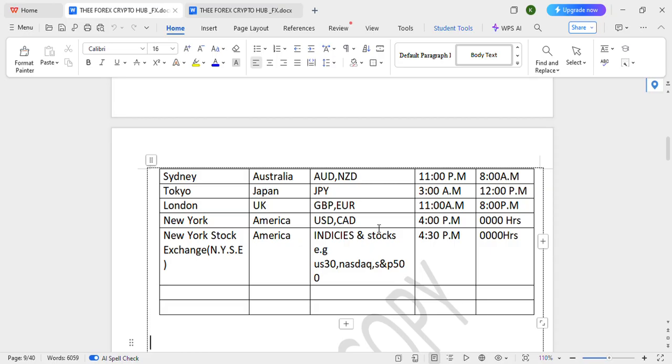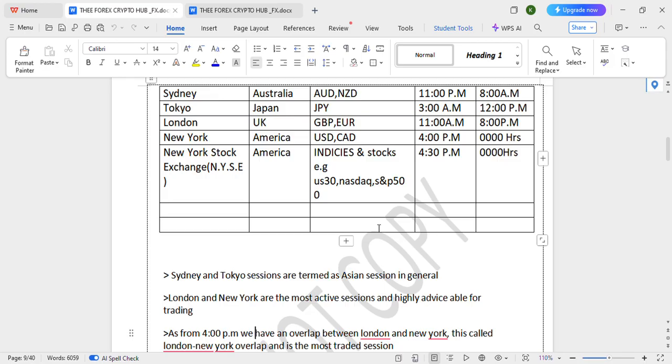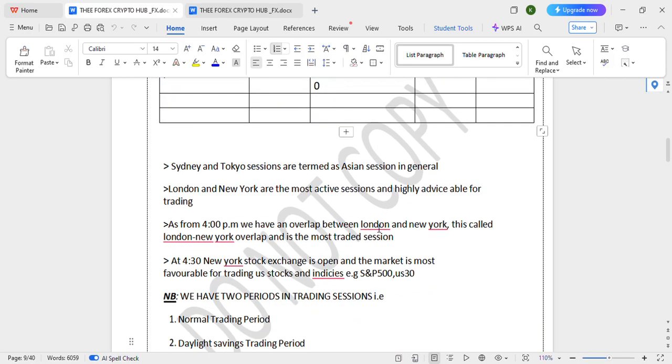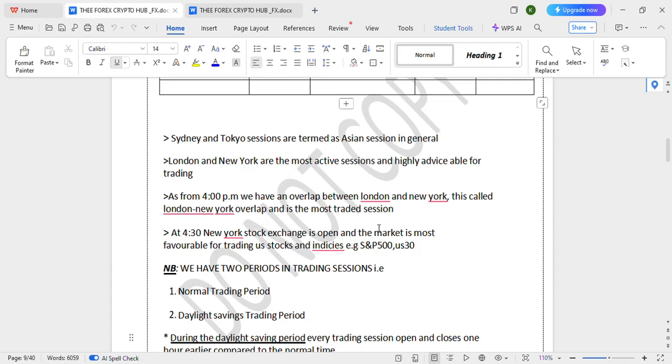So those now are the sessions, or the best times for you to trade. I have a few notes below. The Sydney and Tokyo sessions are termed as the Asian session in general. That's why I said there are people who will say we have 4 trading sessions and others will say we have 3. If you combine Tokyo and Sydney and call it Asian, you will have Asian, London, and New York. But if you do Sydney, Tokyo, London, New York, you will have 4. I hope that point is clear.